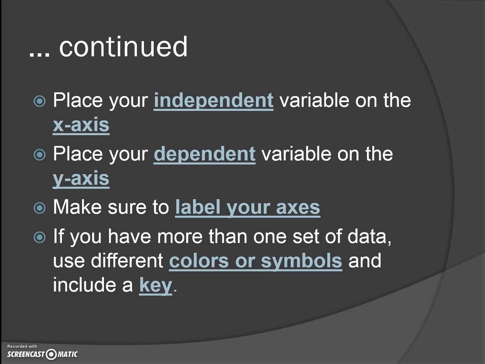Make sure you always place your independent variable on the x-axis, which is that line that goes straight across on any graph that you do, and you place your dependent variable on the y-axis. So it's important for you to know in your experiment which one is the independent variable and the dependent variable, so that way you can put all of your stuff in a table correctly. Also make sure you label your axes, just like the previous slide said. And if you have more than one set of data, use different colors or symbols and include a key. So if you have a line graph, make sure you use different symbols so I know the difference between those two sets of data if you just want to combine it all on one chart.